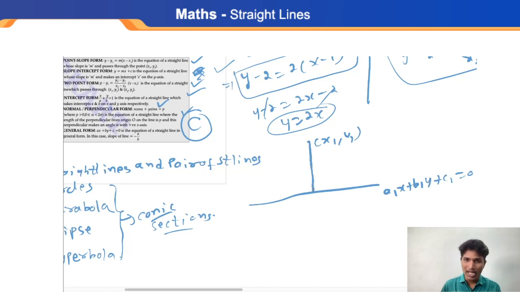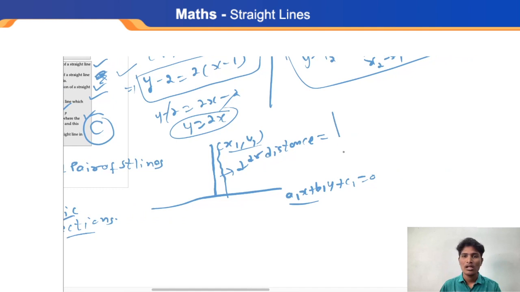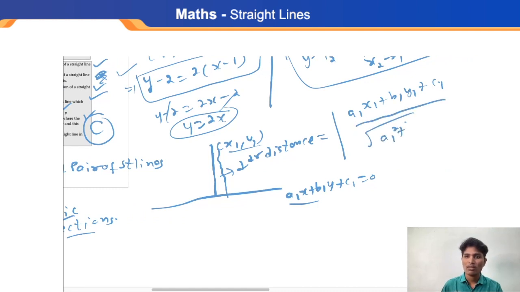If I want to calculate the distance from this point to the line, it is called the perpendicular distance, and this distance is equal to simply substituting the given point in the line, that is a1 x1 plus b1 y1 plus c1, divided by root of a1 square plus b1 square.